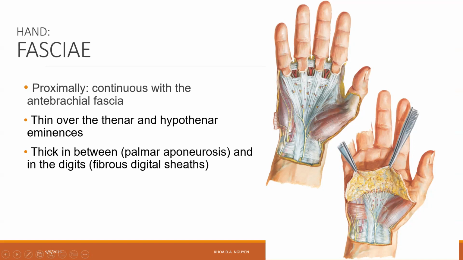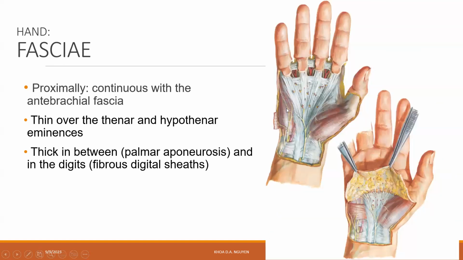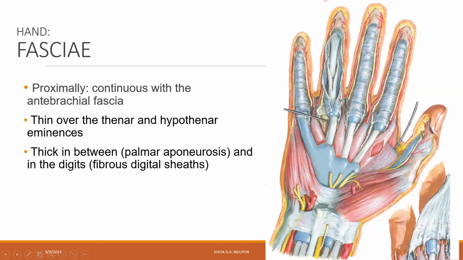Now, these two regions, the fascia, are very thin, but in the middle, right here, as you can see, it is very, very thick, and it forms what is known as the palmar aponeurosis. Okay, and in the digits, they form what is known as the fibrous digital sheaths. Okay, so as you can see over here, when we take off the palmar aponeurosis, when we take off this structure right here, then you can see there are these fibrous digital sheaths that surround each of the digits right there.